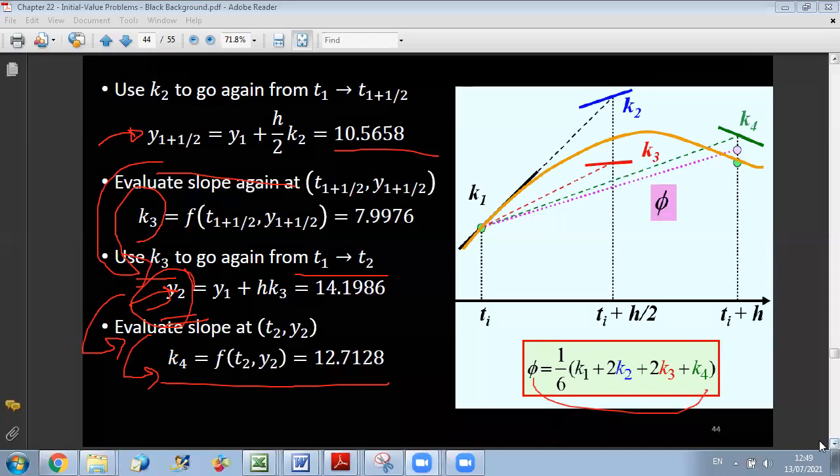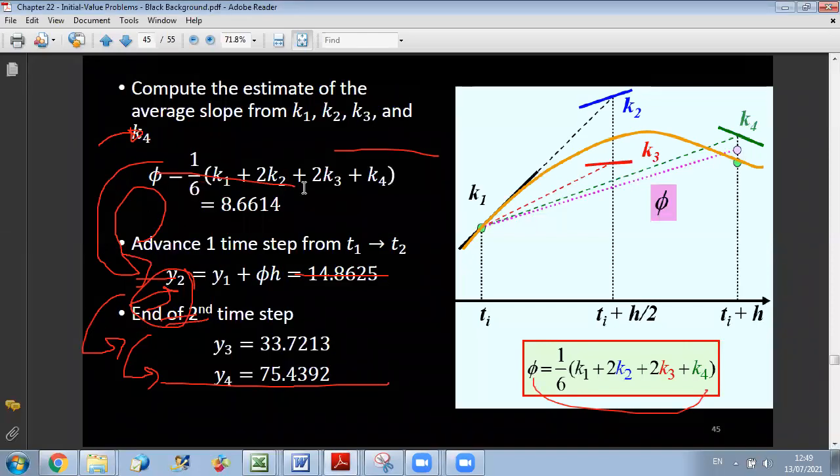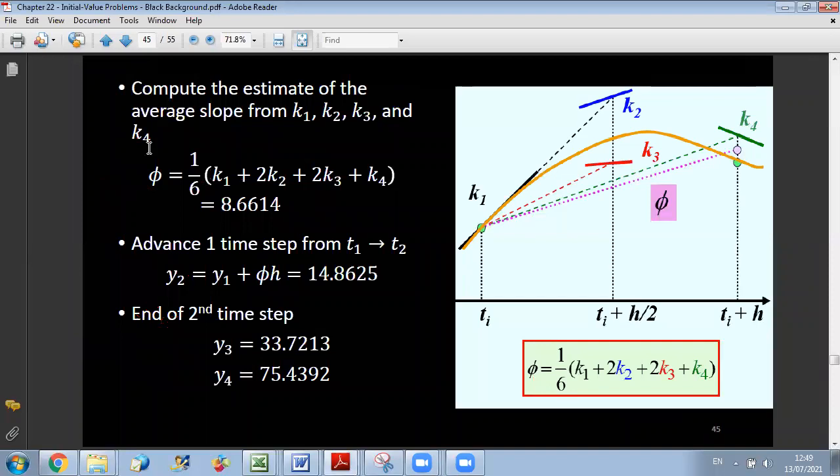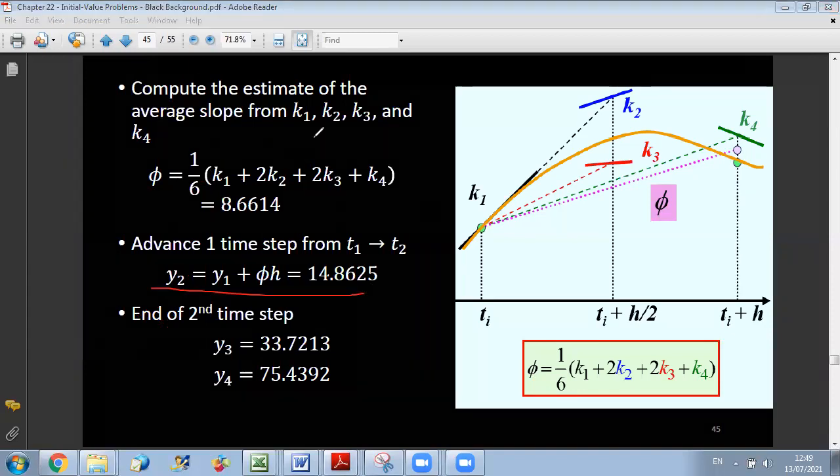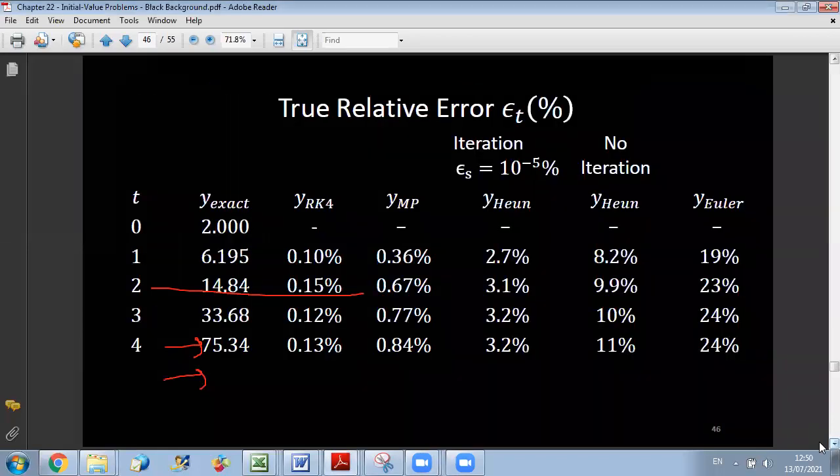And then I will be able to find the final value of y2 by using the mean phi coefficient, which is the weighted average of k1, k2, k3, and k4. So now I updated y2. I'm done with the second step. I will repeat the same procedure. So please try to repeat the procedure to calculate y3 and y4 to make sure that you understood well the math.